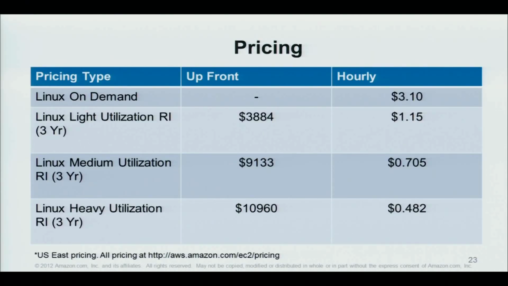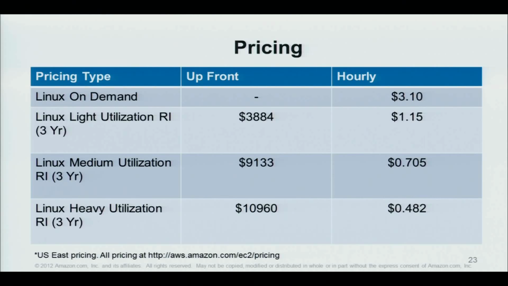Quickly on pricing. So the pricing for these instances, and I'll just go over this very quickly. For Linux on-demand instances, you start at $3.10 an hour in our US East region. We also have these in our European region as well, where they're a little more expensive. You can get all the details at the URL on this slide.